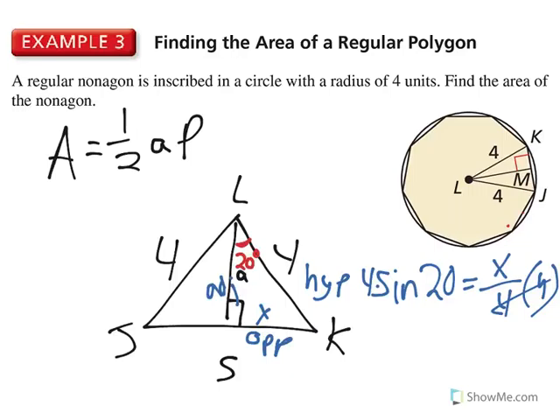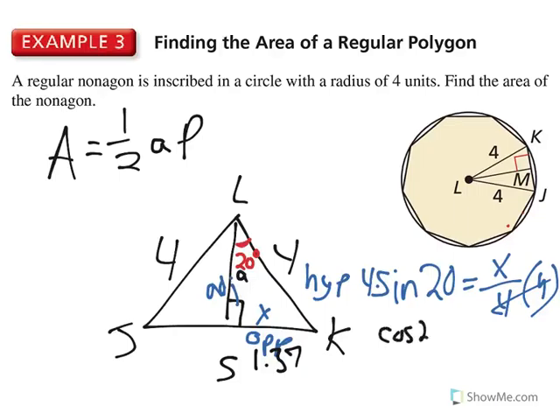And so when I do that, 4 sine of 20 gives me 1.37. I'm just going to do 2 decimals. So I'm going to write that in here now. This is 1.37. I also need to get my apothem there, so for my apothem, I'm going to use cosine.